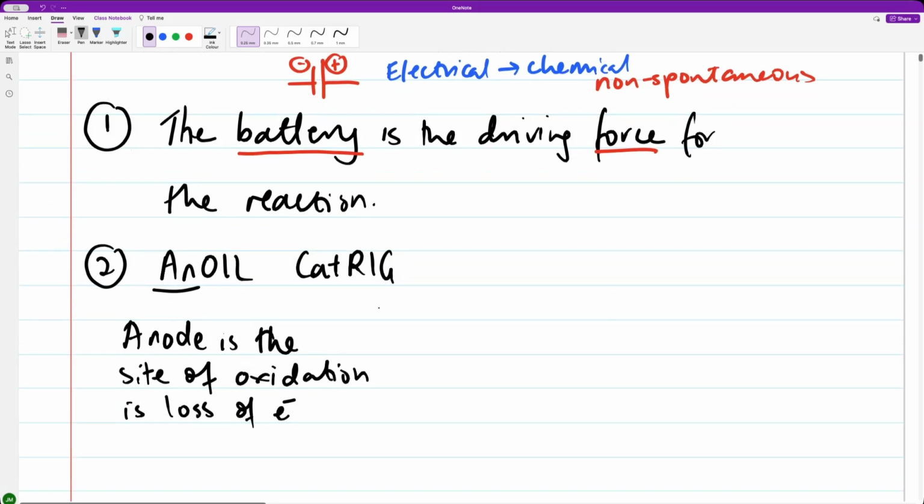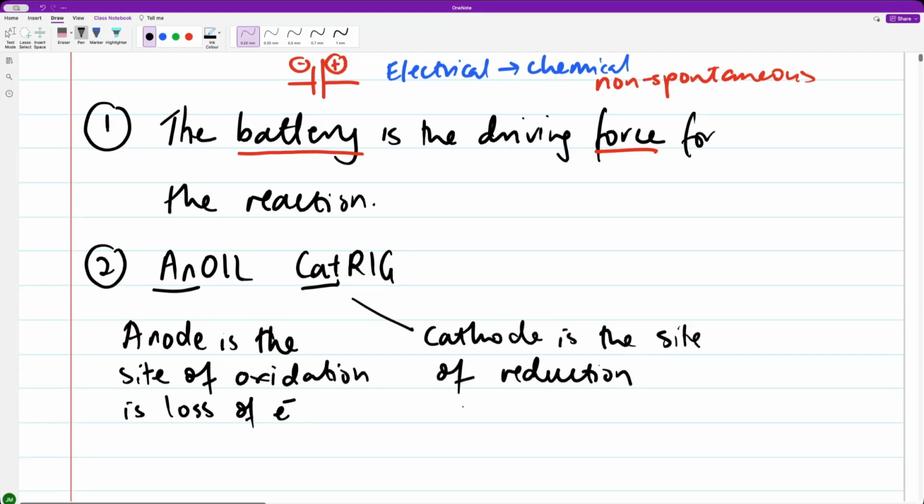Now cat rig. So cat stands for cathode. Cathode is the site of reduction, and reduction is gain of electrons. Now from here we can do the rule for electron flow. Electrons will always flow from anode to cathode. This happens all the time. We'll indicate that by drawing this little arrow with the electrons on top.